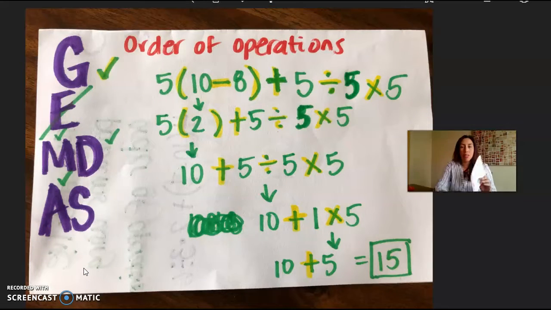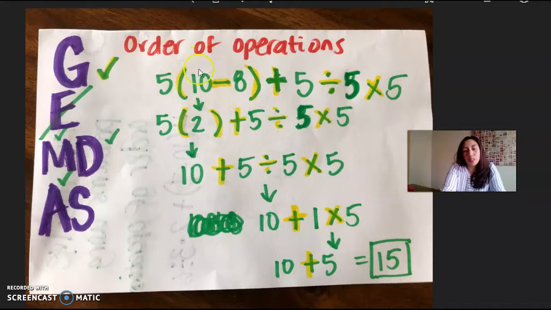And here's the anchor chart that I've prepared for you guys. You will see GEMDAS, order of operations. So in this problem, 5 times (10 minus 8) plus 5 divided by 5 times 5, I've highlighted all my operations that I have. I've got parentheses, I've got subtraction inside, addition, division, and multiplication. So looking at this, grouping symbols comes first.